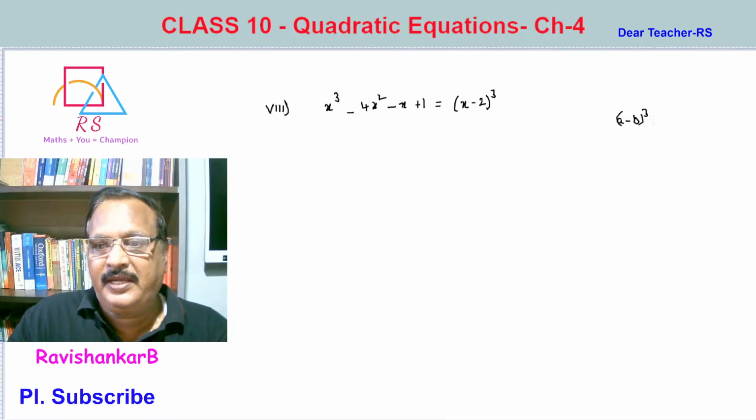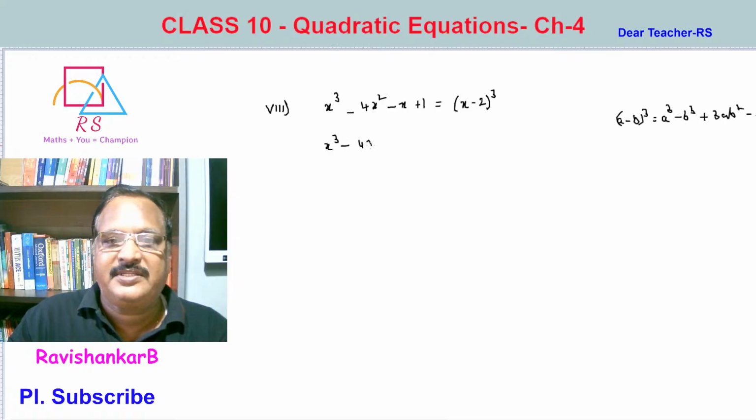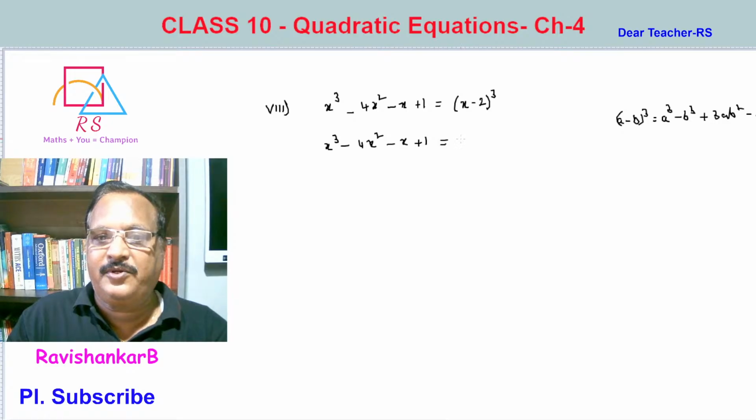So (a minus b) whole cube formula is nothing but a cube minus b cube plus 3ab square minus 3a square b. This is the formula for (a minus b) whole cube. So left hand side I am not doing anything, as it is I am just keeping it because it is already in the simplest form. So right hand side I have to open the bracket.